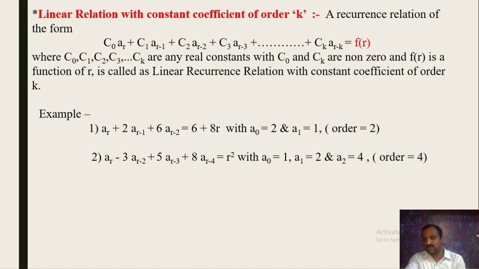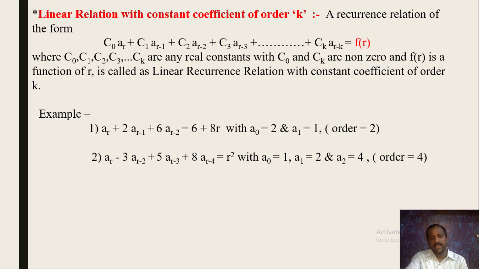If we look at the RHS, the RHS is 6 plus 8R. That means the RHS is not 0, it is a function of R. Since the RHS is a function of R, this is a linear recurrence relation with constant coefficients of order k equal to 2. Second example, that is AR minus 3 AR minus 2 plus 5 AR minus 3 plus 8 AR minus 4 is equal to R square with A0 equal to 1, A1 equal to 2 and A2 equal to 4.